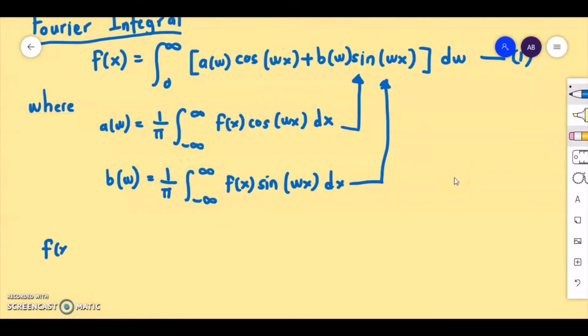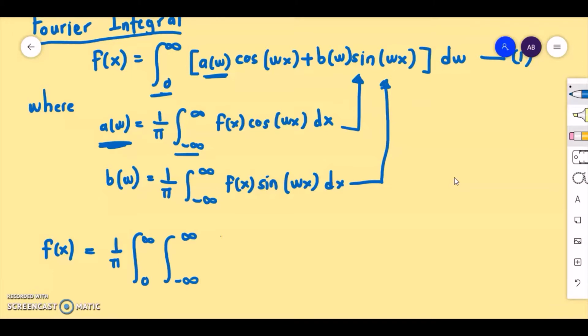So we have f x equals 1 over pi, and we have two integrals, one from 0 to infinity, and then this integral from minus infinity to infinity. And then we have a omega, so we have cos omega x, and then we're going to use b omega given by this one. Remember that we cannot just simply substitute this inside this equation. We need to be careful when we're doing that.